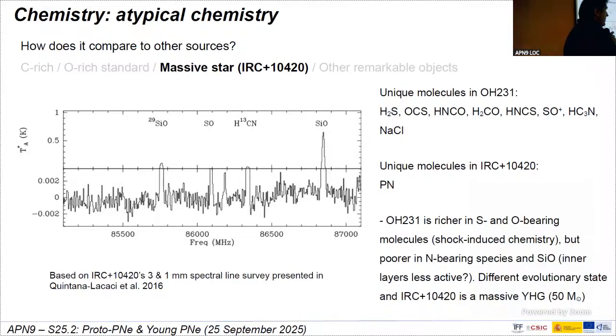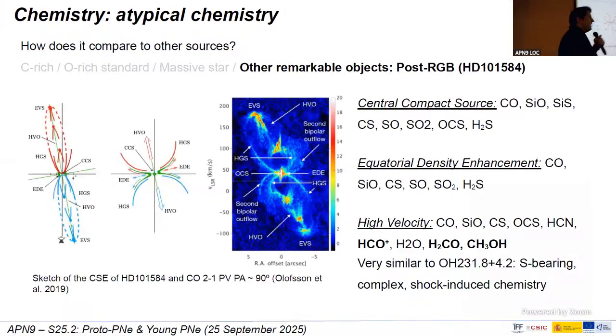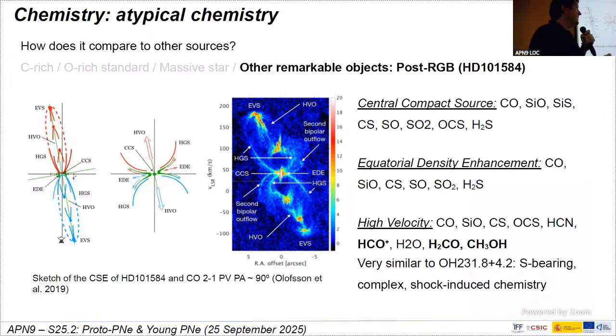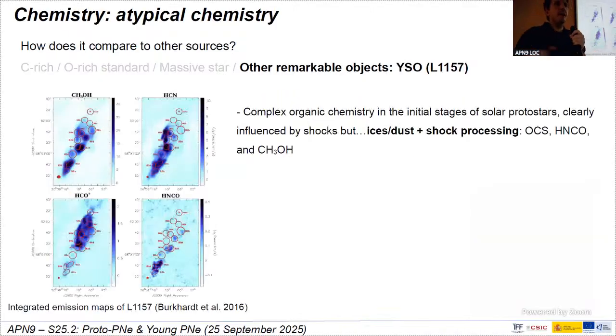It's probably poorer in nitrogen-bearing species. That's something that has to do probably with the mass of the star, and a different evolutionary state. And then we have comparison with some peculiar objects. Mark Seaver showed also a couple of days ago this nice object that is remarkably similar in chemical content with OH 231, and particularly one that I love is 1157, a young stellar object, which in fact displays emission from OCS, HNCO, like in OH 231.